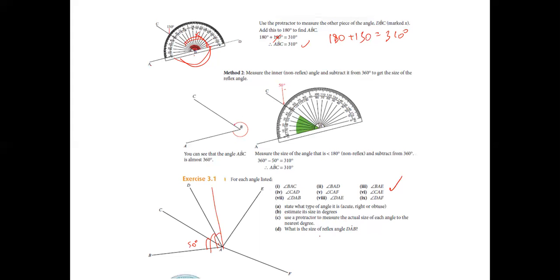What is the size of reflex angle DAB? DAB, yes. This angle called, for example, X, is a reflex angle. So X is more than 180 and less than 360, between these two values. Approximately it is more than 200 degrees, between 200 and 250 degrees.